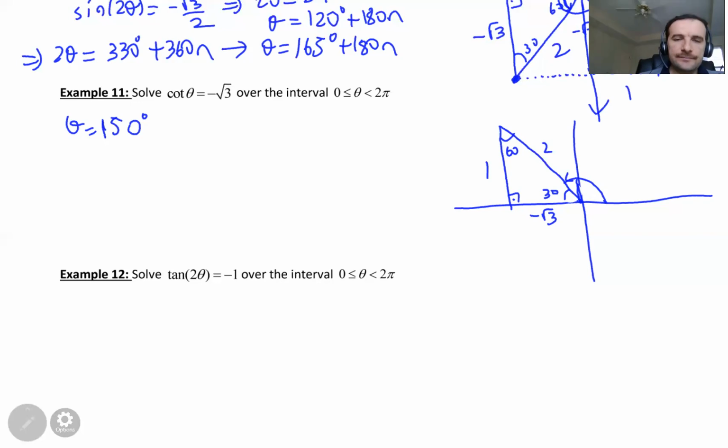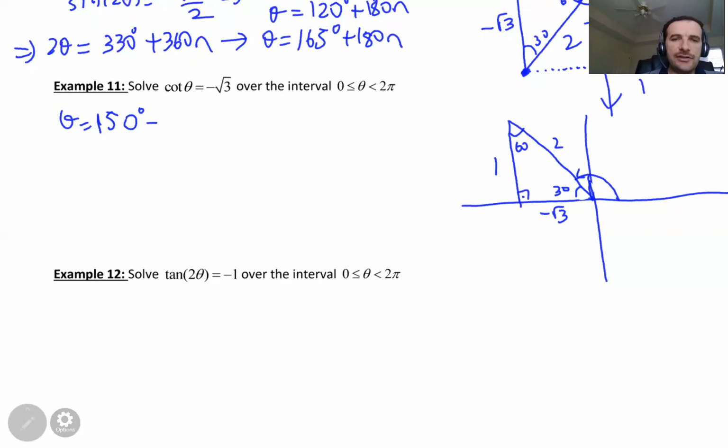And remember that the period for cotangent and tangent is pi, right? That's why I can just say plus n pi, okay? And the good thing for cotangent and tangent is, as long as you get one angle, that's enough. I mean, as long as you get one angle between 0 and 2 pi, that's enough, because since the period is pi, you can get the other angle between 0 and 2 pi by just using the general solution formula, okay? And as we did in the previous examples, we can plug in a couple of n values, right?